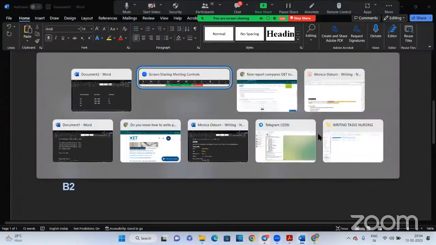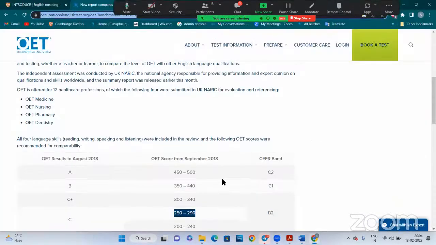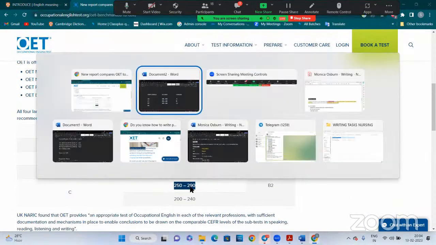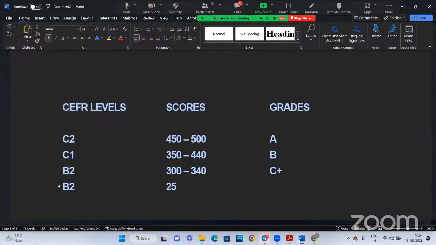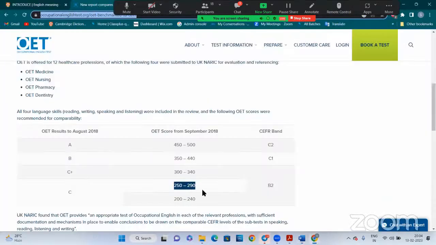So what is OET demanding? B2 vocabulary, this also, you are getting 250 to 290. You are getting a C grade. Then 200 to 240 also, all this is C grade. Otherwise it is a D grade and E grade. We don't want all those things.